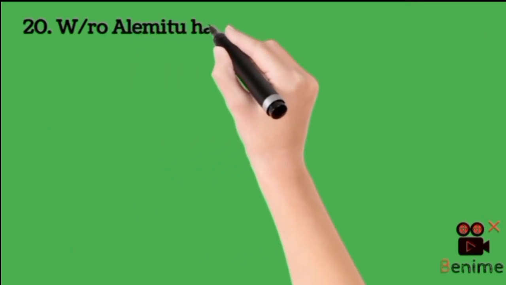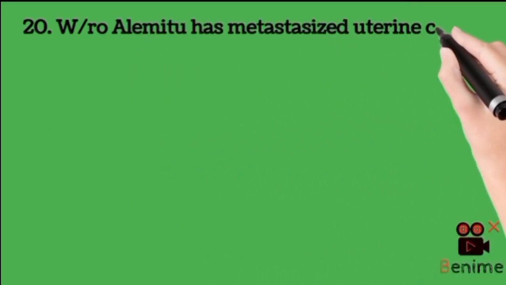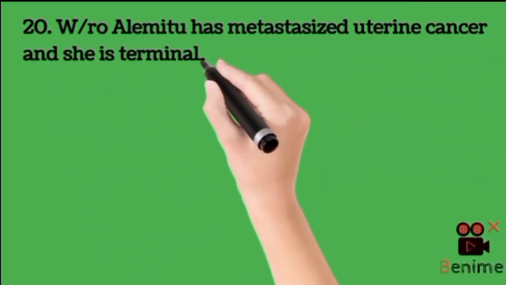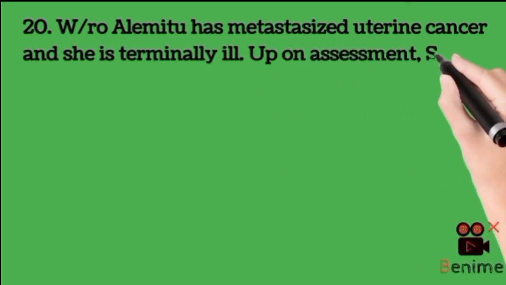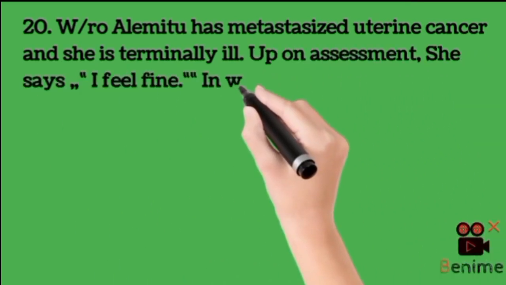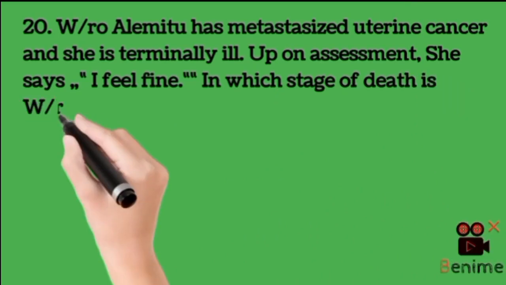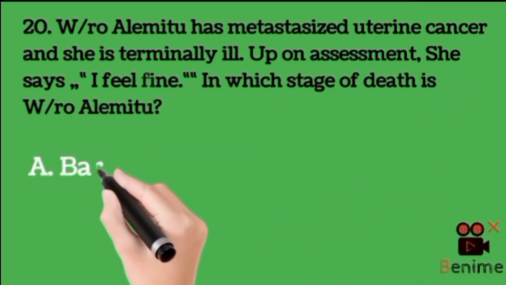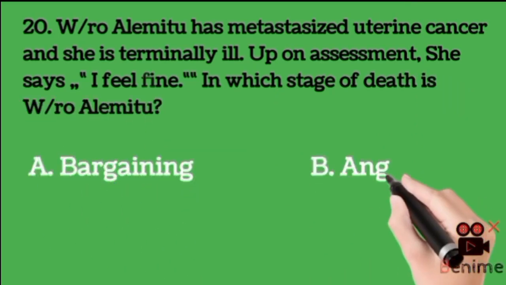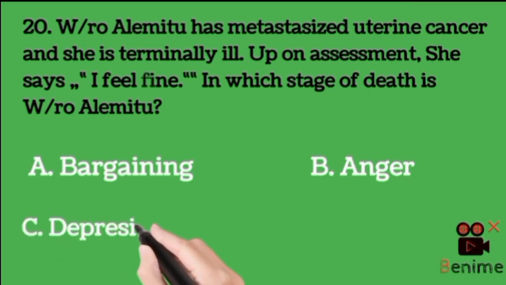20. Alematu has metastasized uterine cancer and she is terminally ill. Upon assessment, she says, "I feel fine." In which stage of death is Alematu? A. Bargaining. B. Anger. C. Depression. D. Denial.